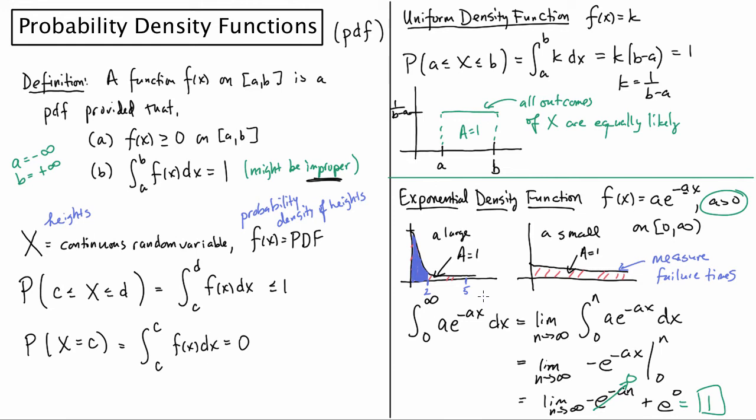It could also measure survival rates. It could measure populations. You could look at a lot of different things where you're looking at the probability of something in that group persisting past a certain point. And so that's a really popular application of an exponential density function.